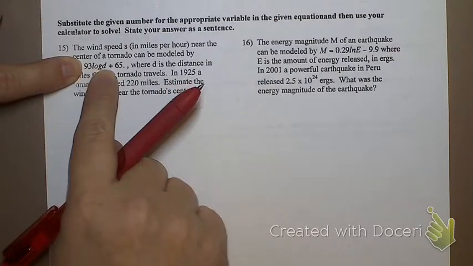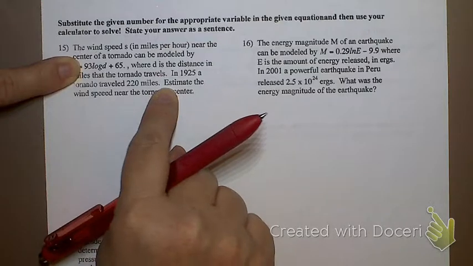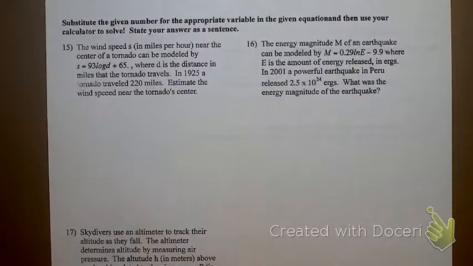Like this one, 93 log D plus 65. We'll read the rest, figure out what D is, and then just go to your calculator from there. They should be fairly simple if you read through the problems. All right. Happy studying.